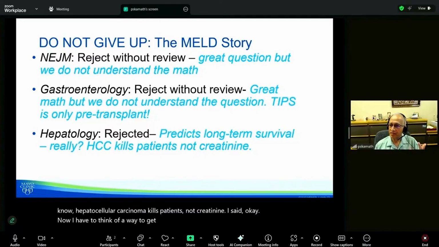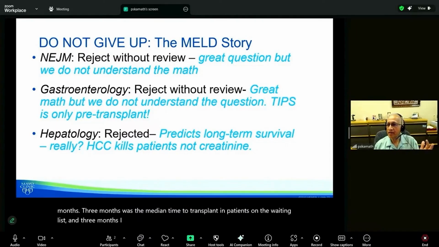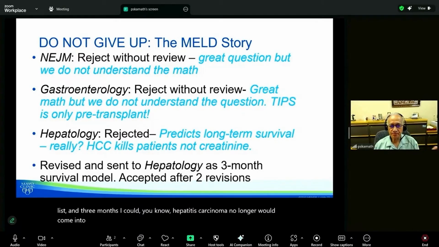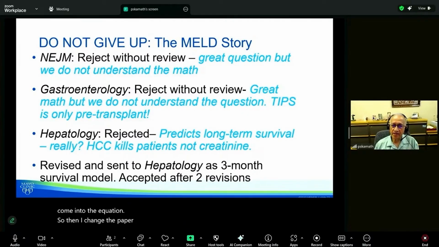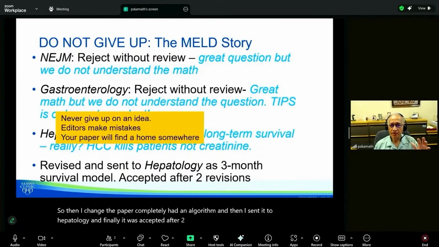So I picked 3 months. 3 months was the median time to transplant in patients on the waiting list. And at 3 months, hepatocellular carcinoma no longer would come into the equation. So then I changed the paper completely, had an algorithm, and then I sent it to hepatology, and finally it was accepted after 2 revisions.